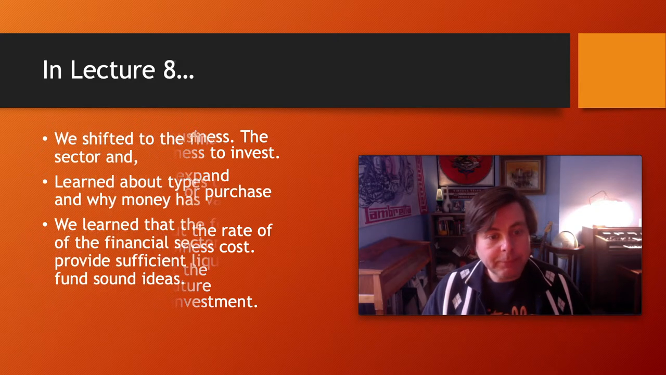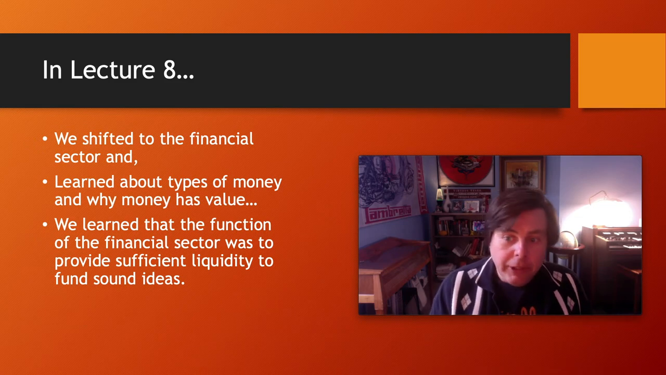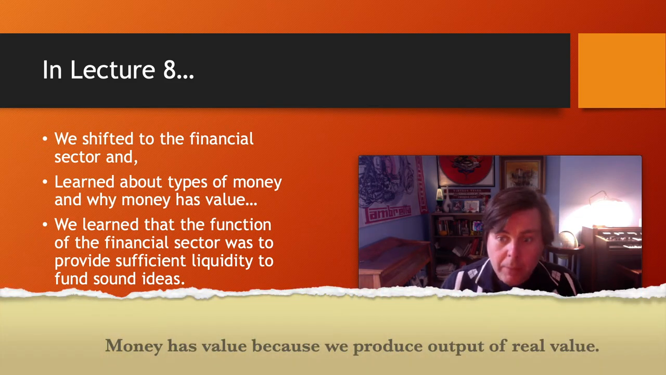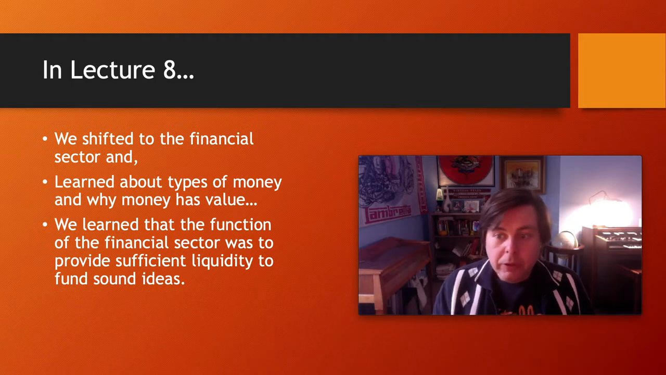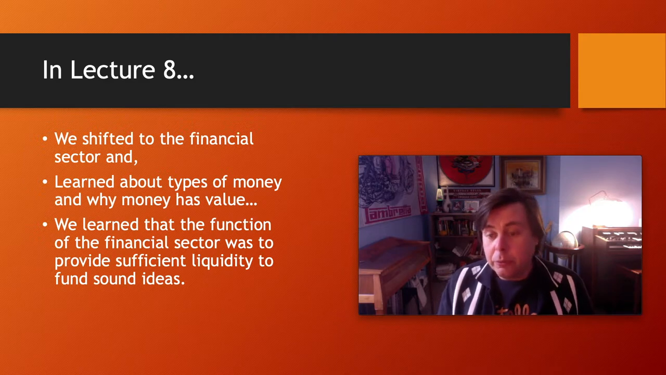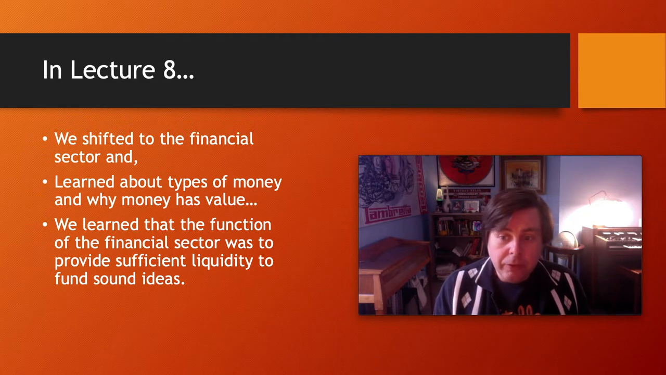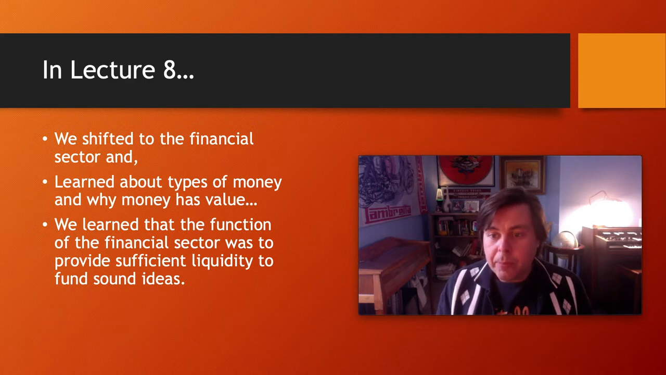It's a risky thing. In lecture eight, we shifted to the financial sector. We talked about money, why money has value, particularly fiat money. We learned about the function of the financial sector, which, of course, is to provide the liquidity necessary to fund good economic ideas. We learned that the money supply is flexible, and the reason why it's flexible is because we don't want to be constrained by the quantity of money in the economy. We'd rather be constrained by the number of good ideas in the economy.